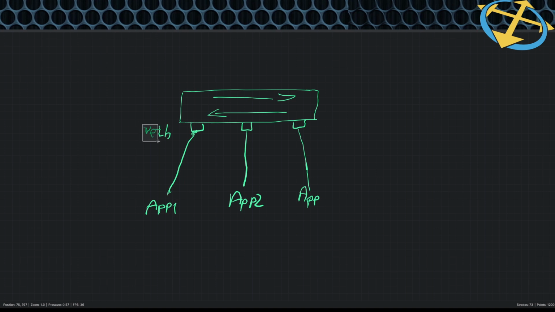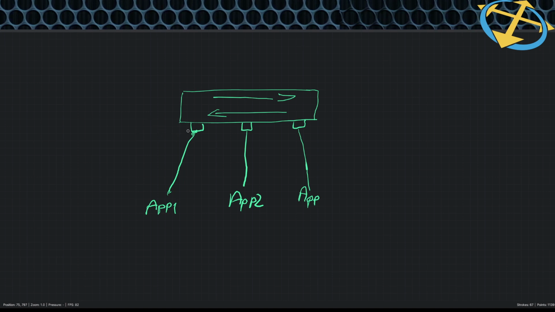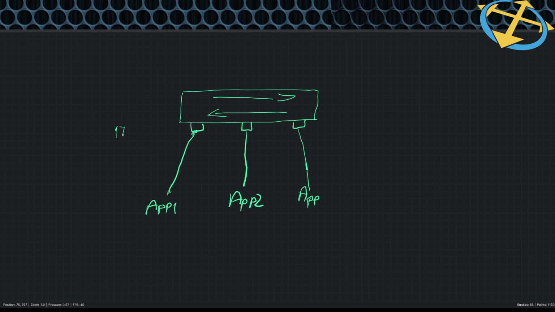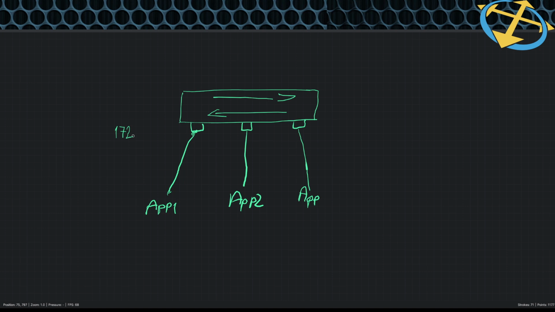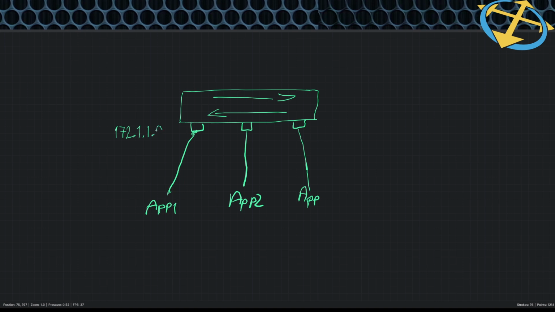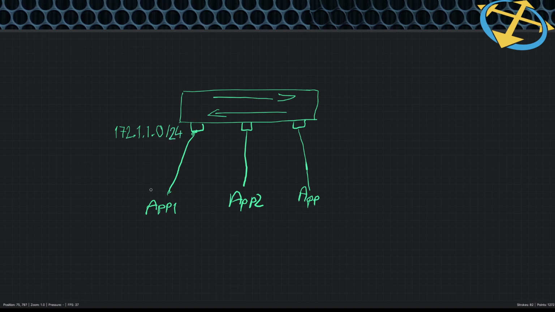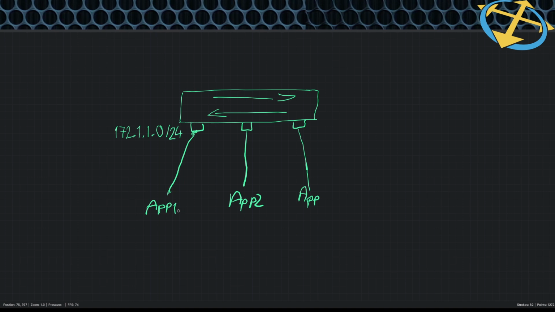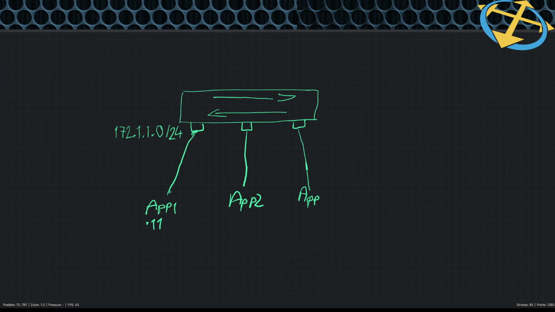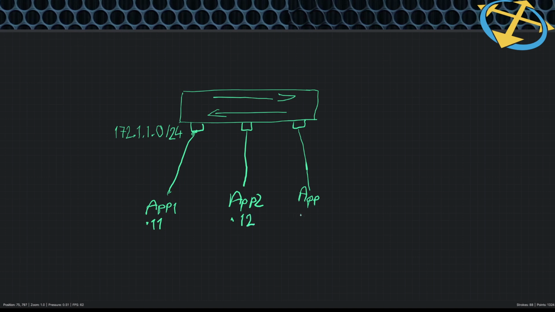And let's put an IP address class on this broadcast domain. Actually, let's say we have here 172.1.1.0/24. And the containers also have the IPs from this class. Let's say app1 has .11, app2 has .12, and app3 has .13.